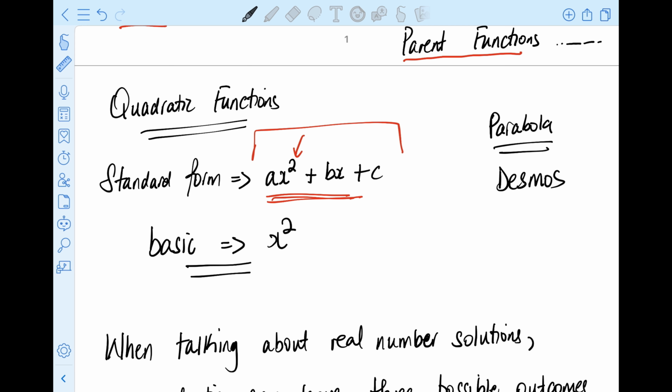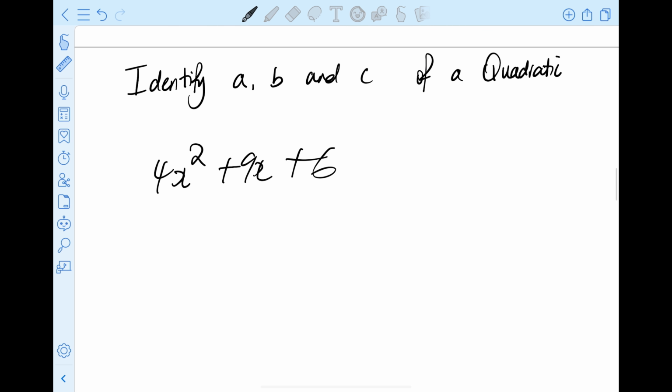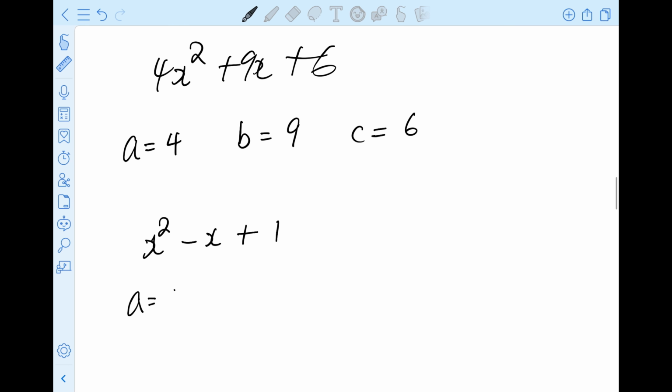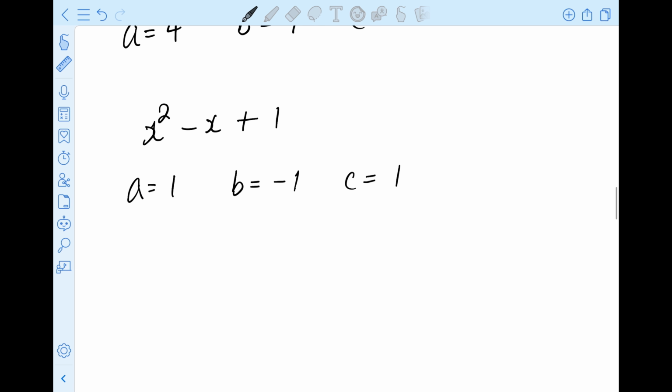Just remember that. So let's look at a few examples. In this case, a would be equal to 4, b will be equal to 9, c will be equal to 6. All right, what about x squared minus x plus 1? Tricky one. A would be equal to 1 because it's the coefficient of the x squared term. And so if a variable is by itself, what do we assume? That it has a coefficient of 1. B will be equal to -1. C will be equal to 1. I like to throw that in there just because. All right. How about this?